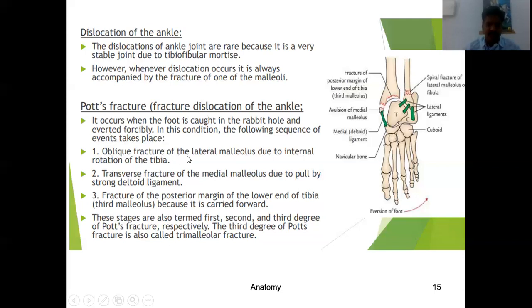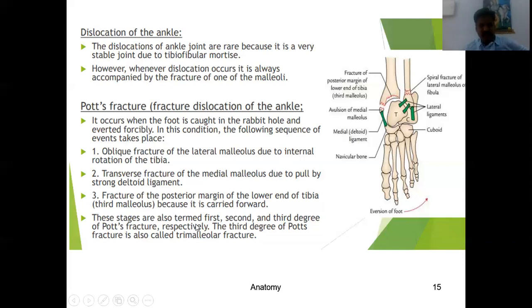First, the oblique fracture of the lateral malleolus due to internal rotation of the tibia, and the transverse fracture of the medial malleolus due to the pull by the strong deltoid ligament. Then the fracture of the posterior margin of the lower end of the tibia, because it is carried forward. That's about the sequence of events.